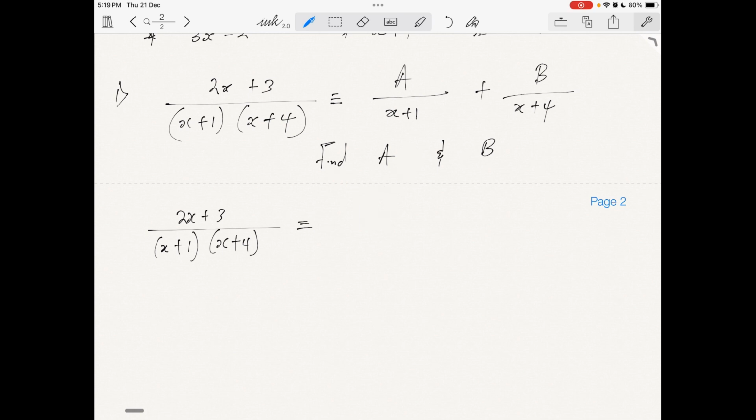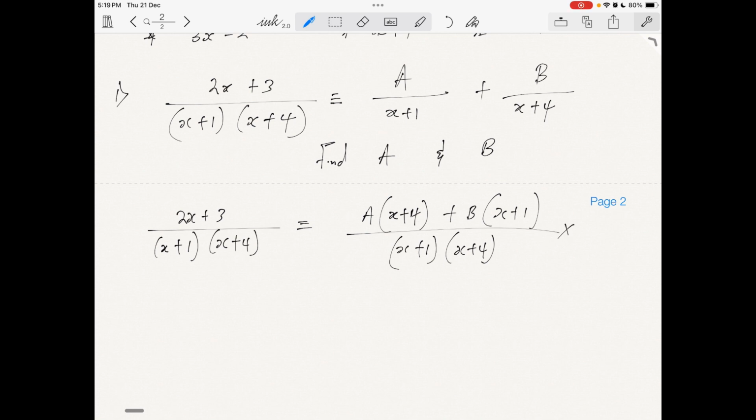Okay, let's find the LCM first. x plus 1, right? x plus 4. So this will be a divided by x plus 1, x plus 4 plus b into x plus 1. Now we'll see that these two denominators, this and this, are equivalent. So eventually we can multiply both sides by x plus 1 and x plus 4.